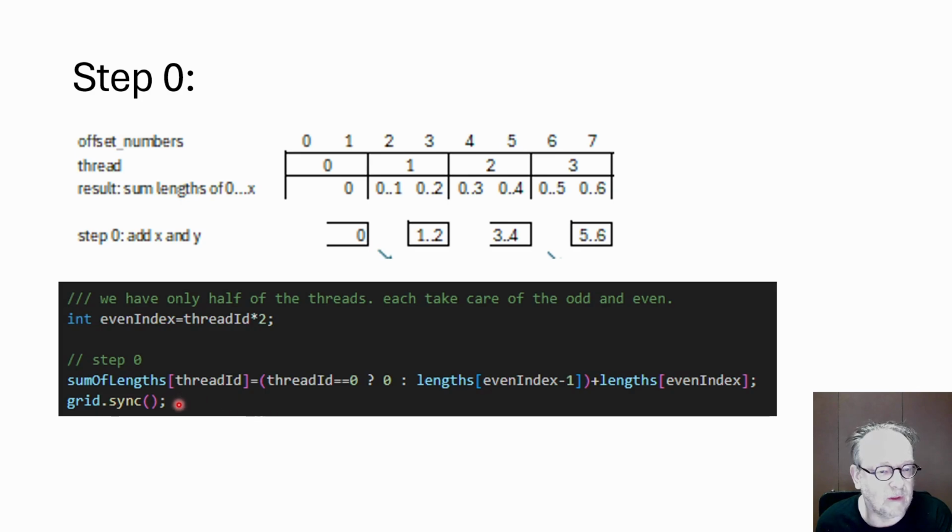After that, it's important to sync the threads so that all sums are calculated and stored in the shared memory when we continue the code. Because we will reuse those partial results. You see the beginning of the blue lines here. You will reuse those results in the next step.